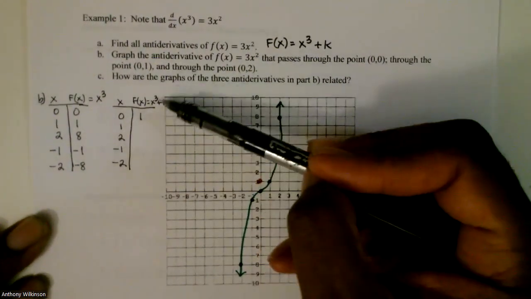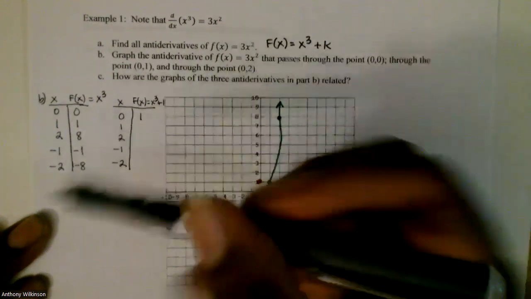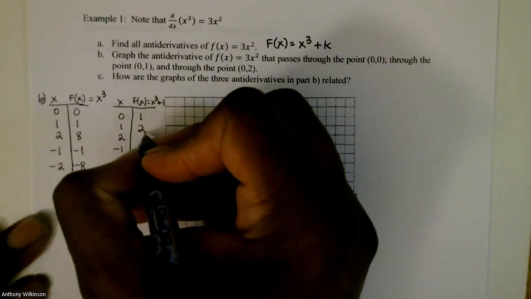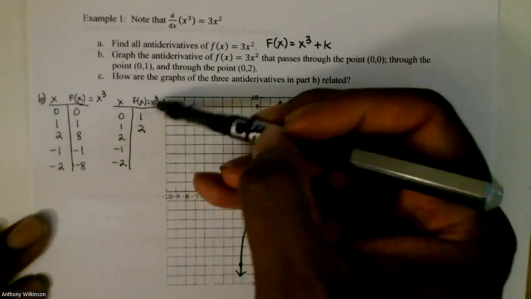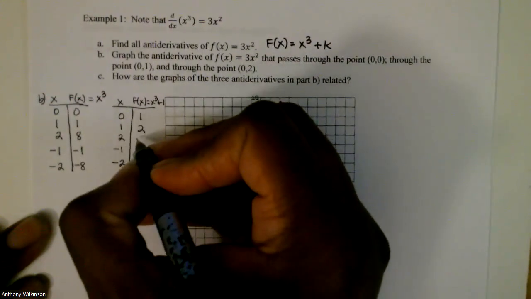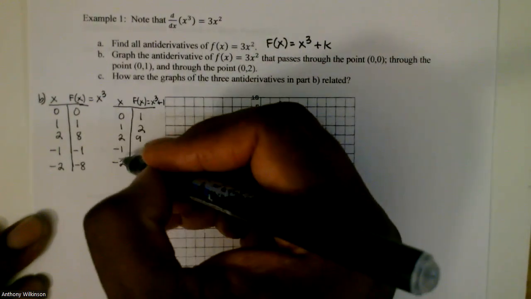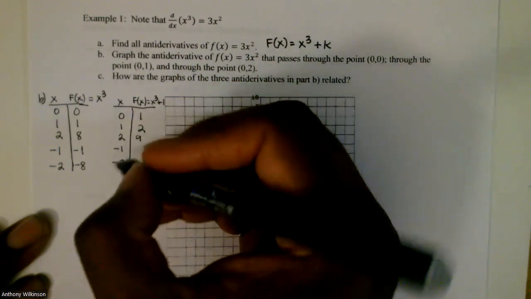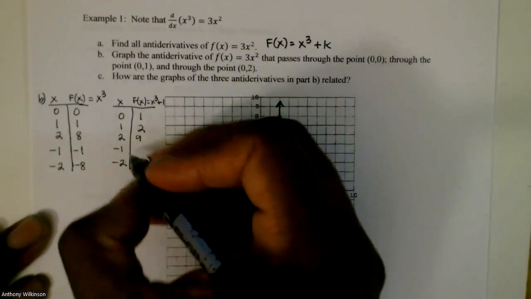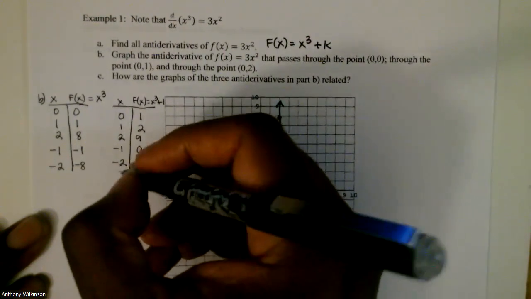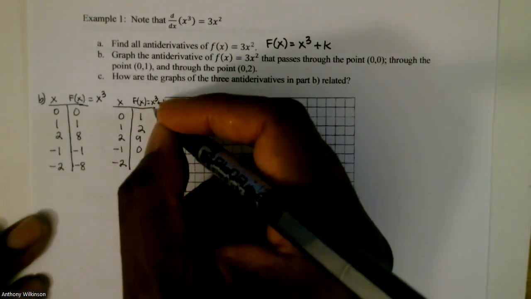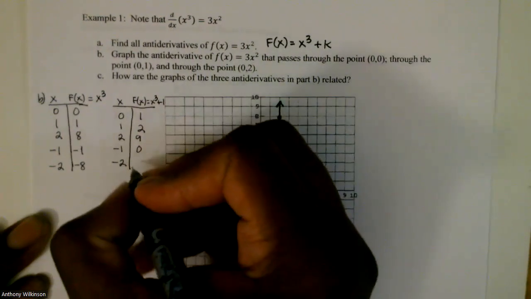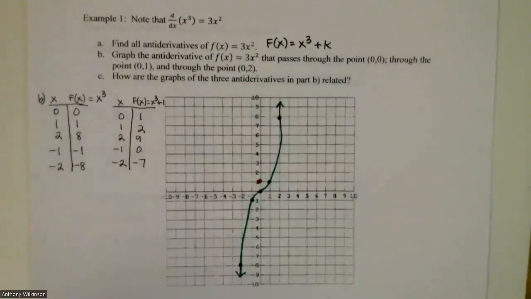So for x is 1, 1 cubed will be 1 plus 1, which is 2. And then for x is 2, 2 cubed will be 8, 8 plus 1 will be 9. For negative 1, negative 1 cubed is negative 1 plus 1, which is 0. And then for negative 2, negative 2 cubed will be negative 8, plus 1 will be negative 7.